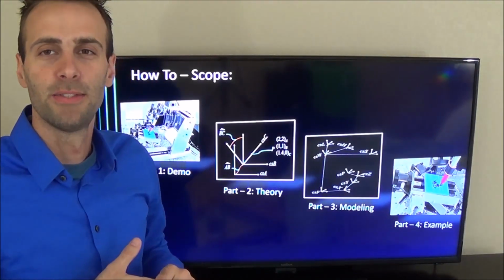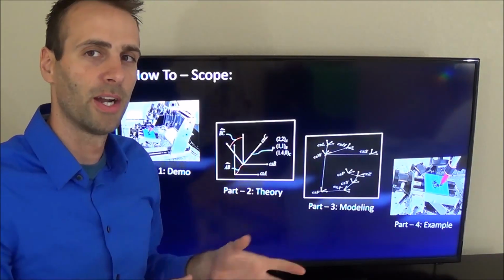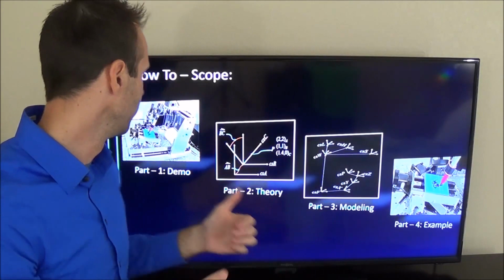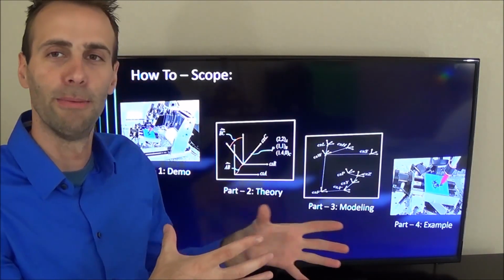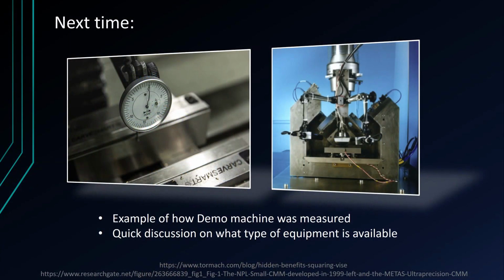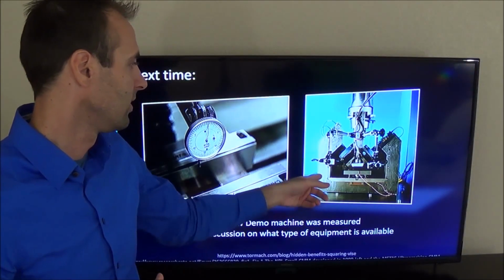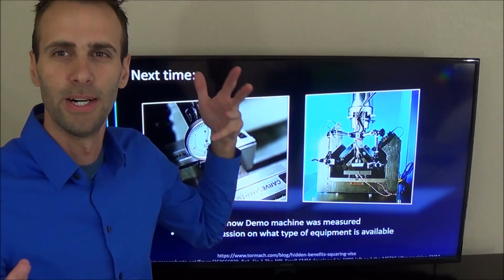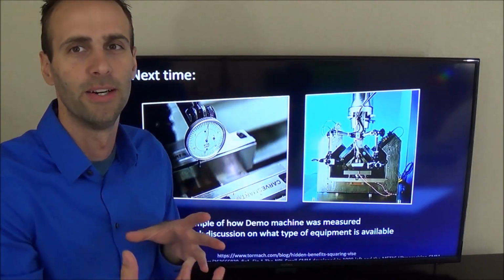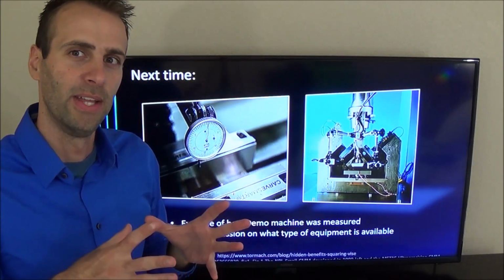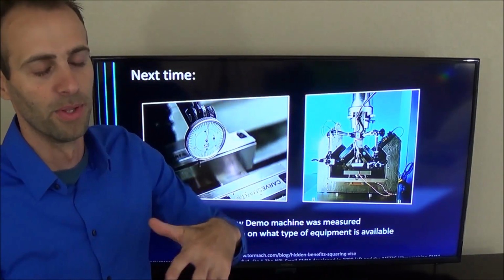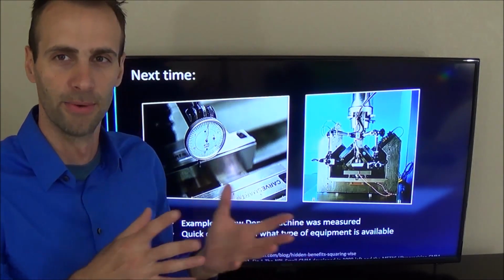In the next video, we'll go through the one that I did in the demo, and talk about how I measured the errors and things like that. I also want to talk about what's available out there to measure errors in certain situations. There's a whole other topic on how to do that efficiently and with zero uncertainty, things like reversal techniques.